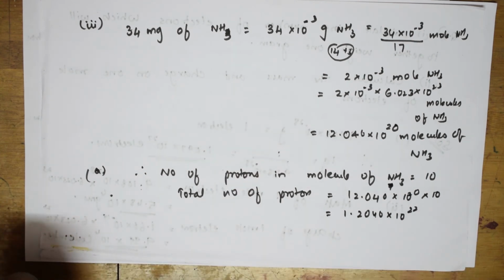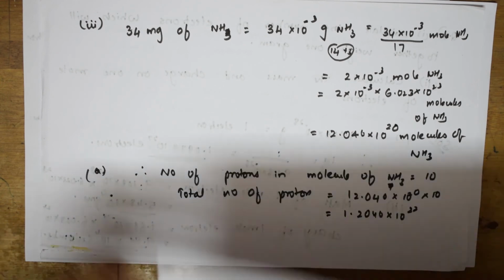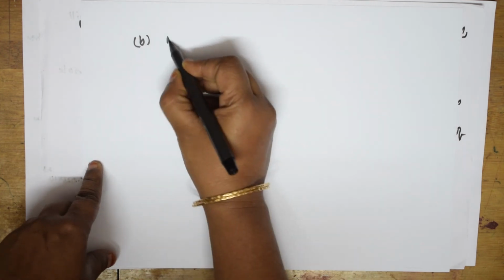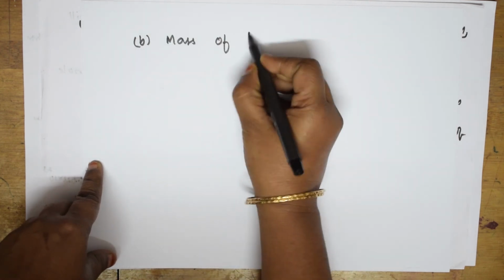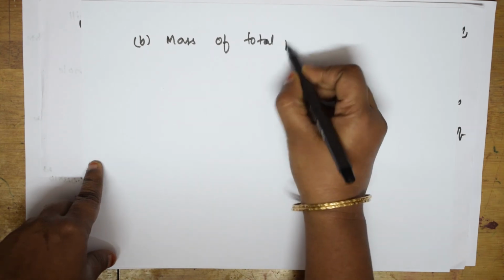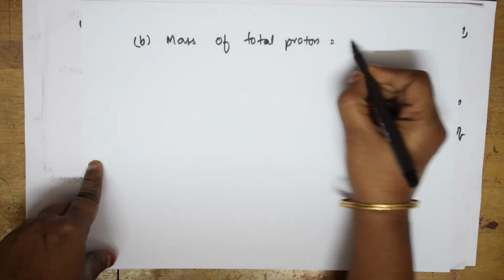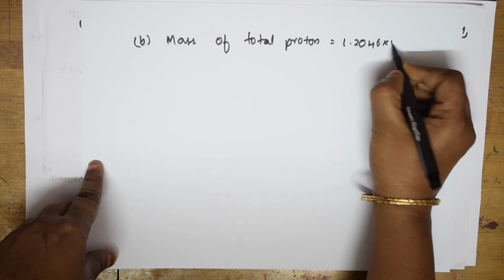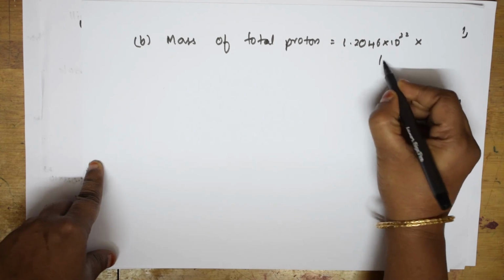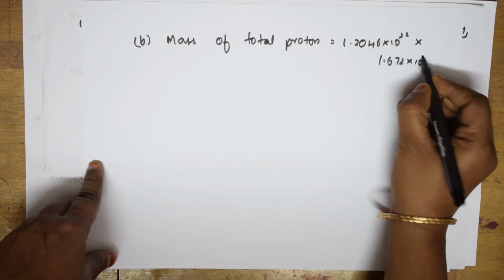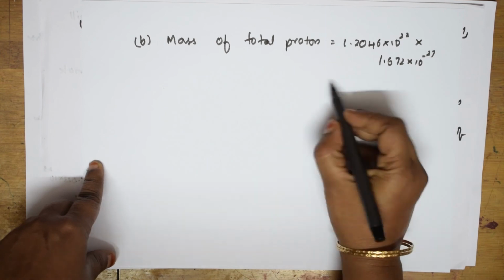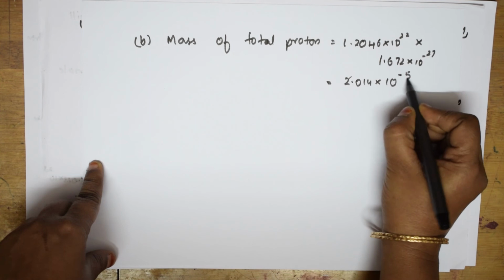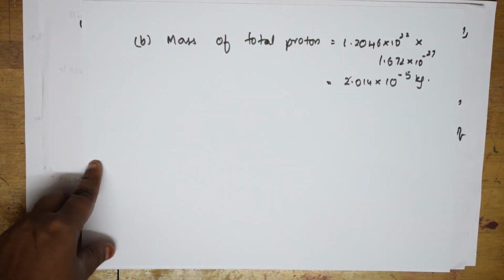Let's do the B part. Next they've asked me to find the mass of the total protons. So mass of total protons is 1.2046 into 10 raised to the power of 22 into 1.672 into 10 raised to the power of minus 27, the mass of the proton. This is equal to 2.014 into 10 raised to the power of minus 5 kg. Now I've calculated everything.